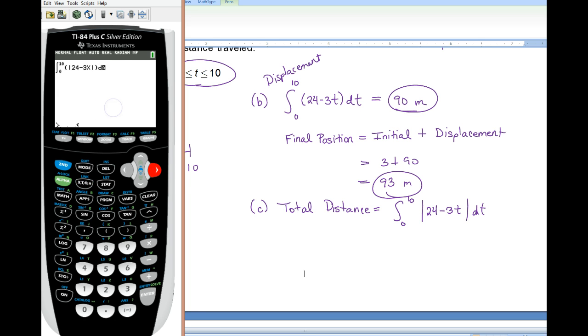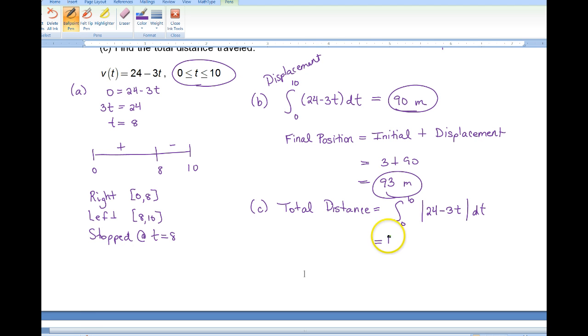Did everyone understand why we have to do the absolute value? What do we get? 102. About 102. How do you do it on the calculator again? It's still math 9. You do absolute value. Good?